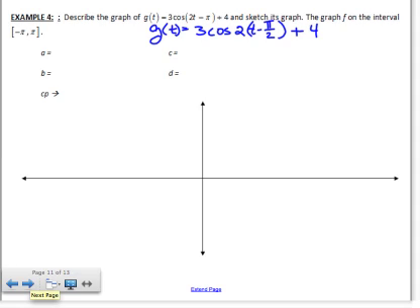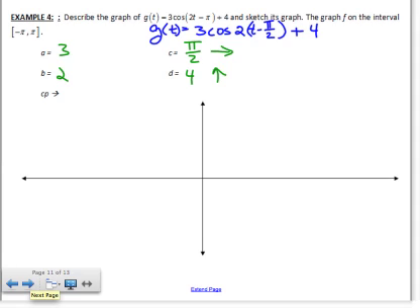And do you see that now once you have this, you have all the information you need. A is 3, B is 2, we'll deal with that in a minute, C is pi over 2, and D is 4. So D means we're going to go up 4. C, where is pi over 2? It is to the right of 0, so we're going to shift right on that.